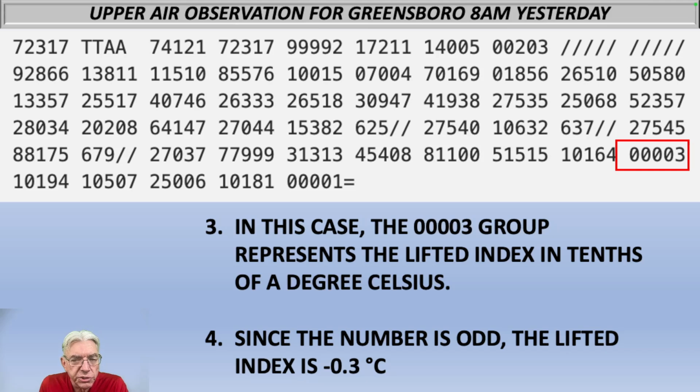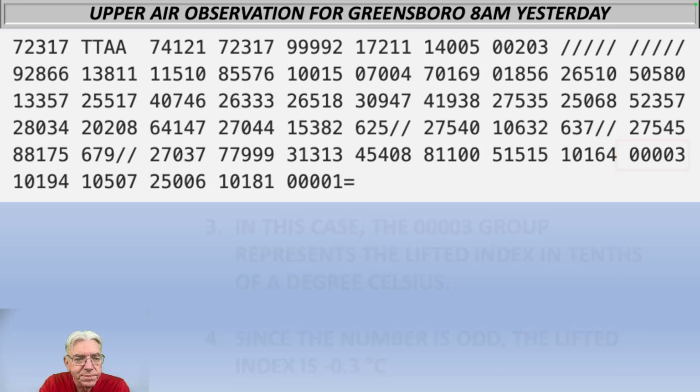If it was 0.0002, then it would be plus 0.2 degrees Celsius. So in this case, if you lift a parcel to 500 millibars, then it is going to be buoyant and will continue to accelerate upward.